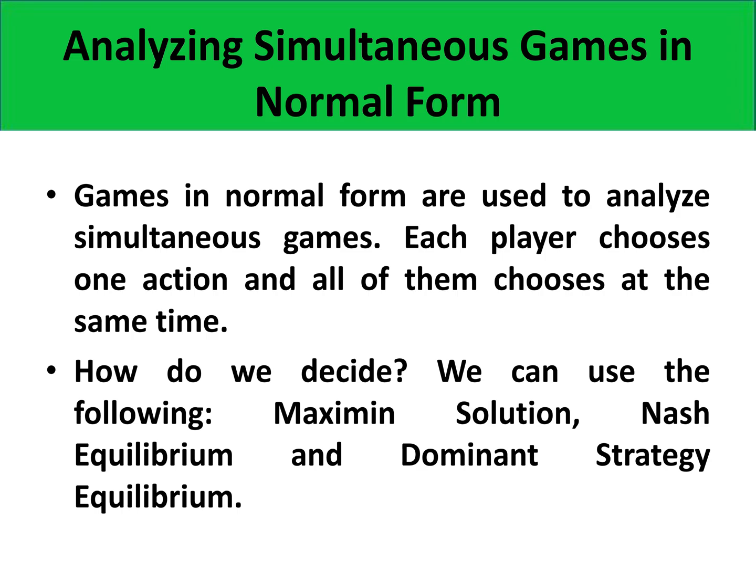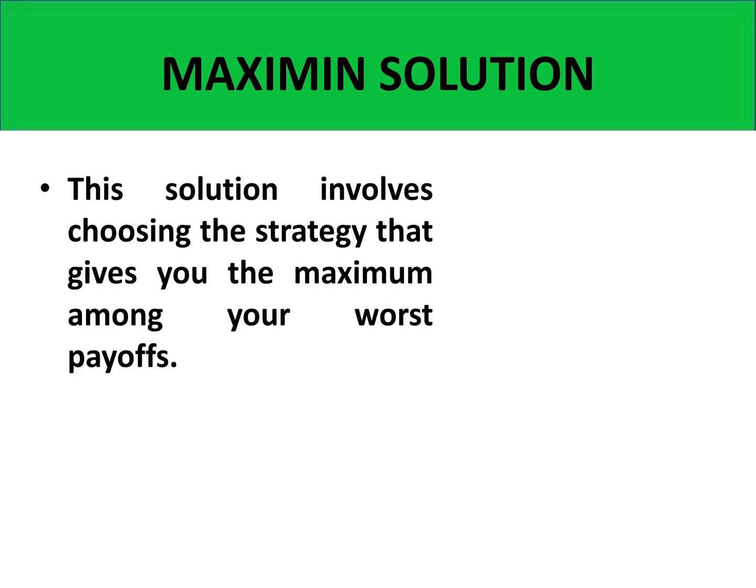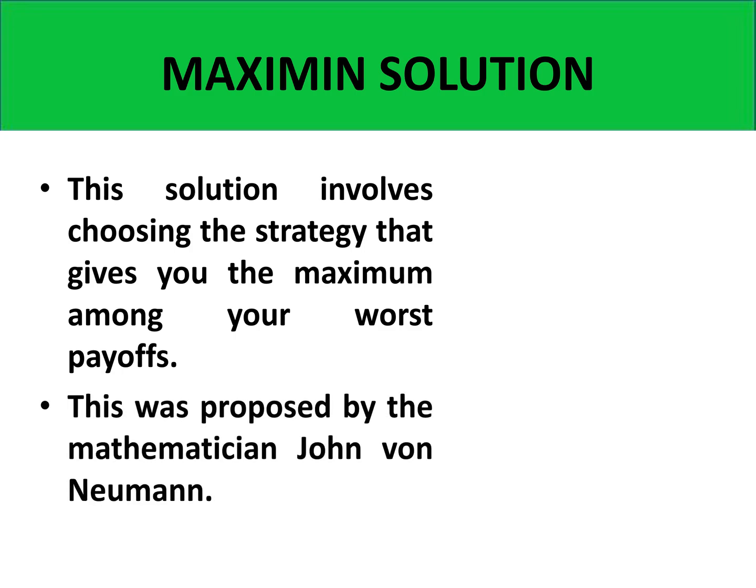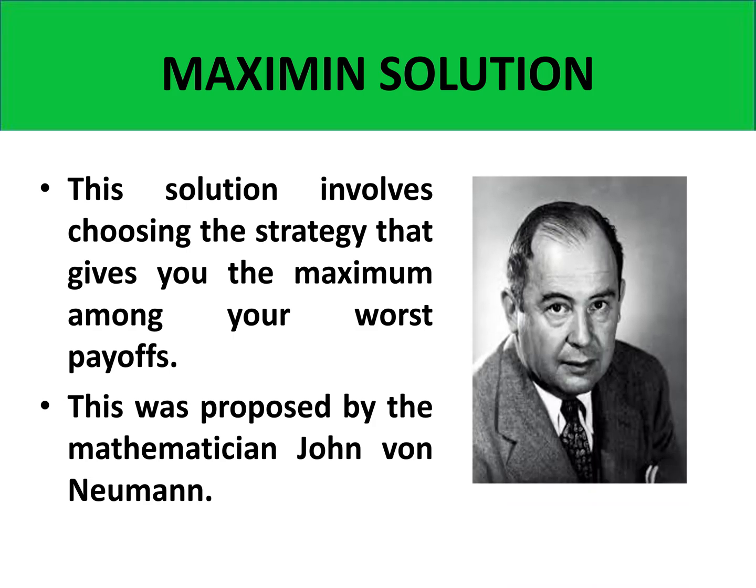First, we can use the maximin solution or the Nash equilibrium or the dominant strategy equilibrium. This video focuses on the maximin solution of the normal form of a game. This solution involves choosing the strategy that gives you the maximum among your worst payoffs. So this means that the decision maker is a worst case thinker. For each strategy, the decision maker thinks of his worst possible payoff and then chooses the maximum among those worst payoffs. This was proposed by the mathematician John von Neumann.